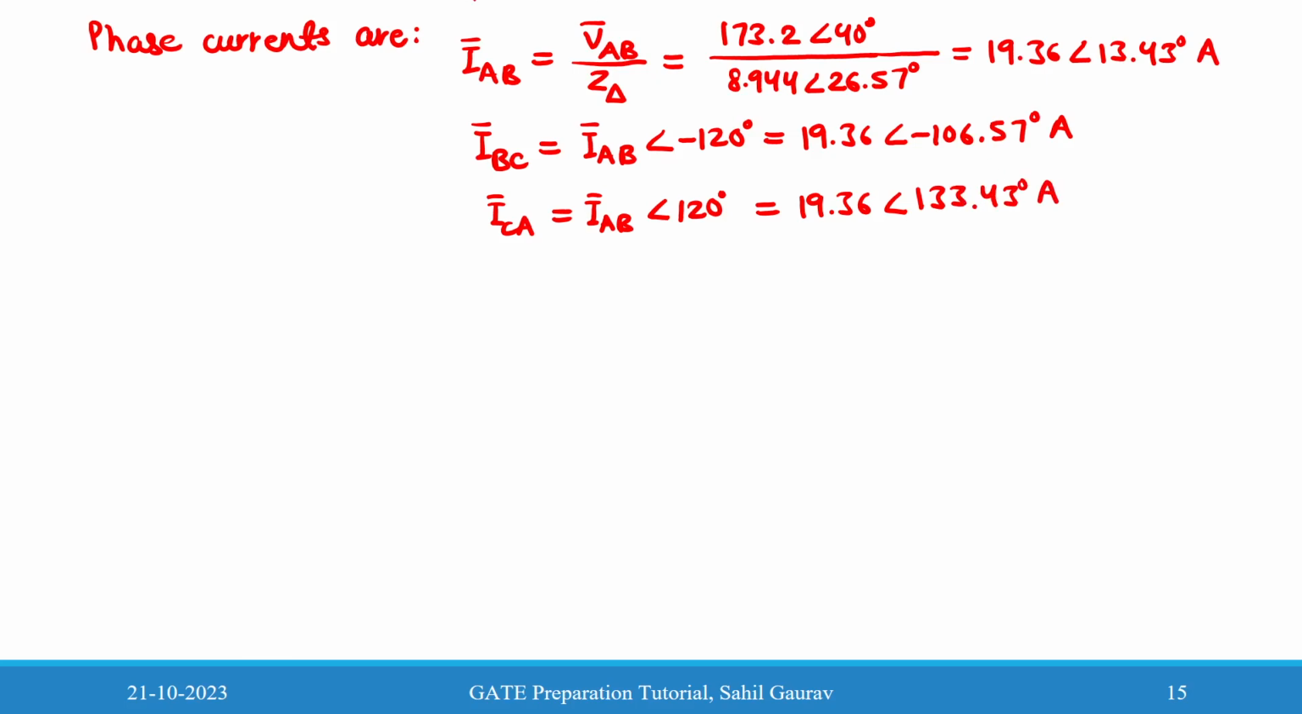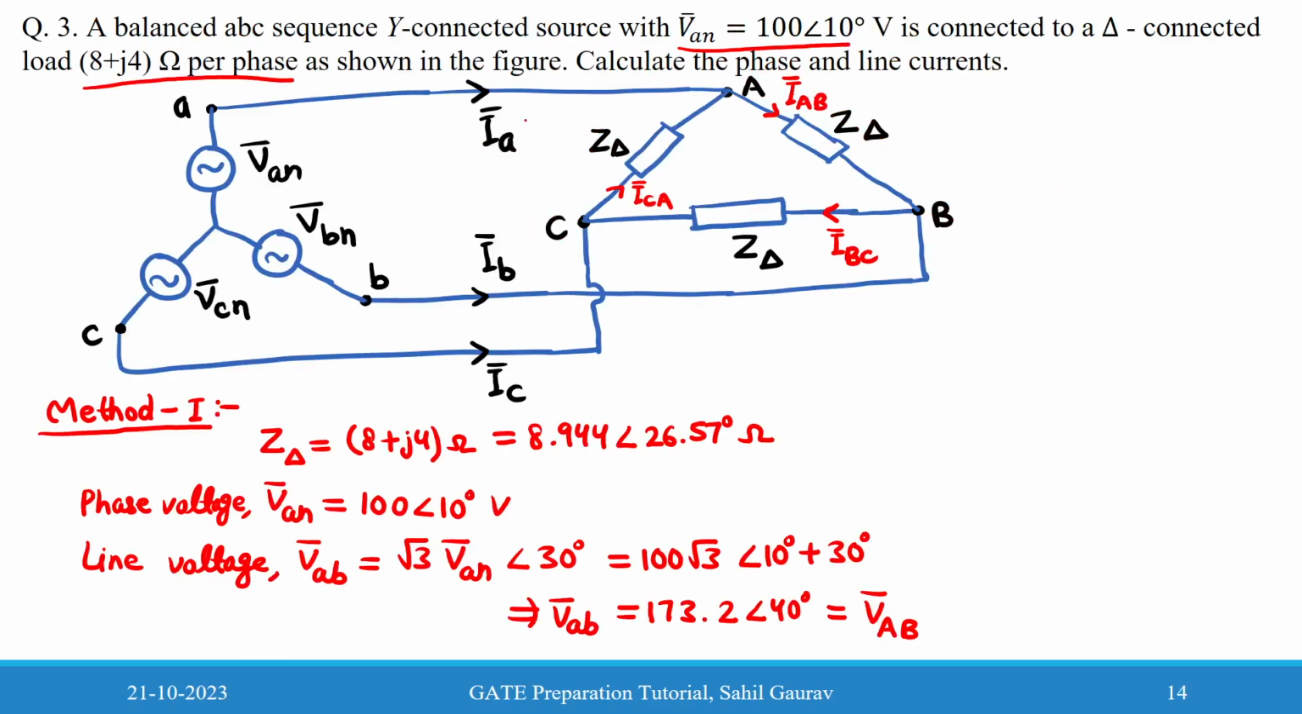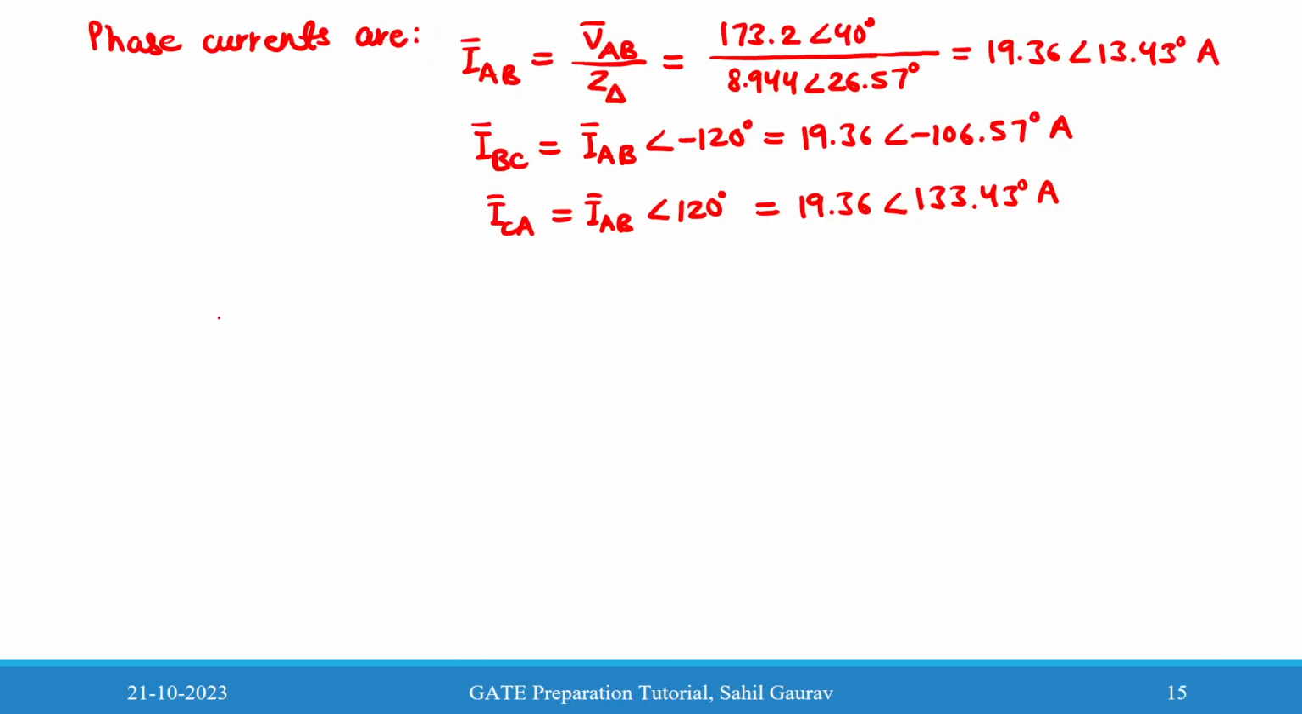So these are phase currents. Now you need to find these line currents IA, IB and IC. So how will you find these line currents?